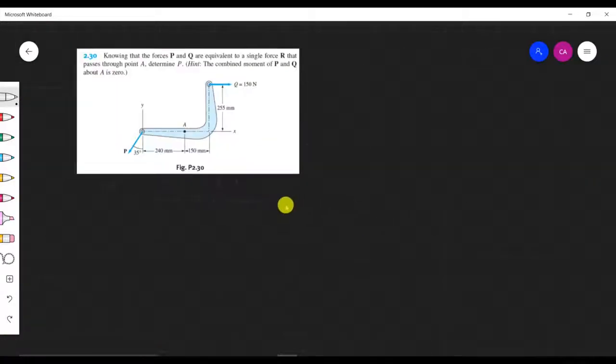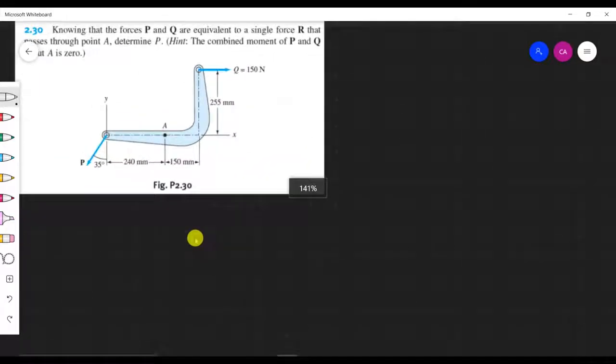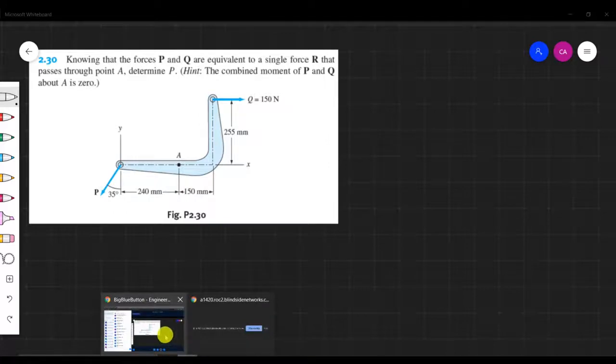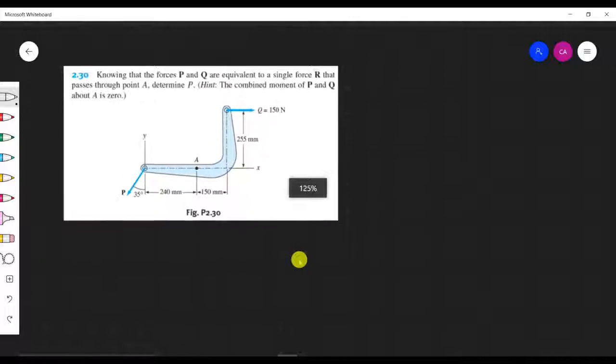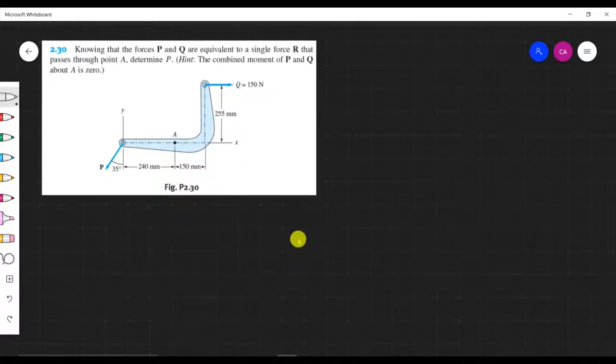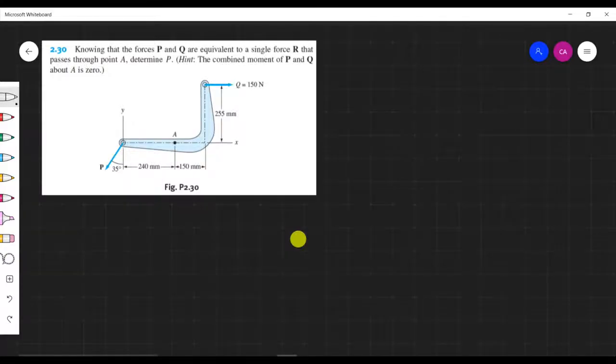So, next problem tayo. Okay? So, second problem. Sana nababasa, no? Meron tayong problem ulit. Kanina, dalawang force, ngayon dalawa ulit. Okay? Knowing that the forces P and Q are equivalent to a single force R, ibig sabihin nun, pag pinagsama daw natin si P at si Q, equivalent siya sa vector R. Yun yung ibig sabihin niyan.